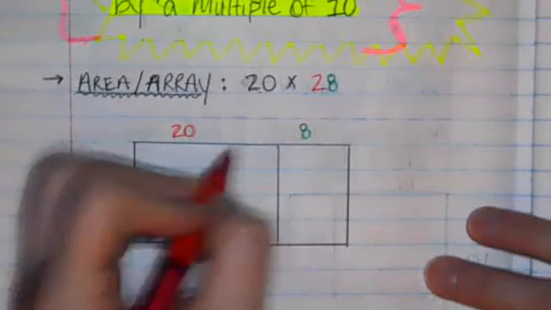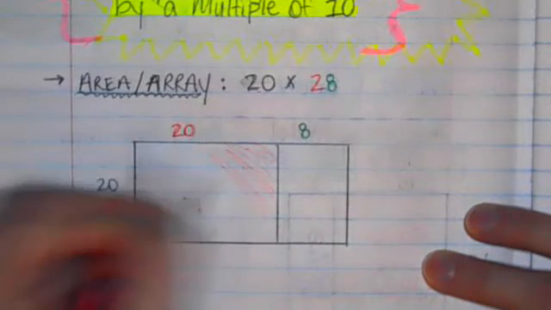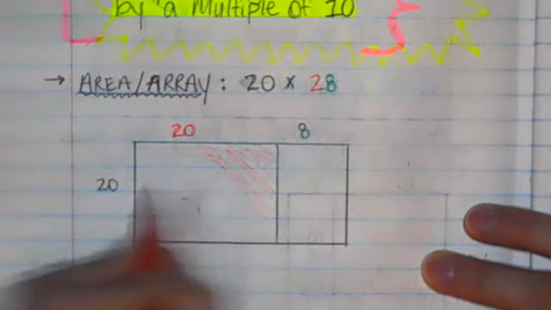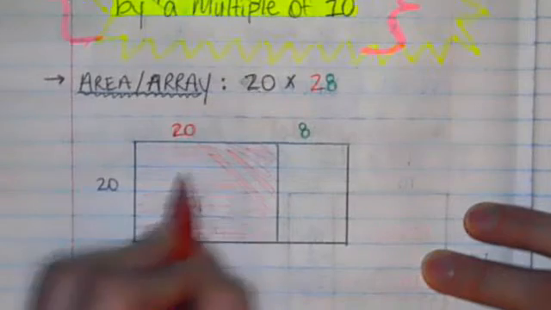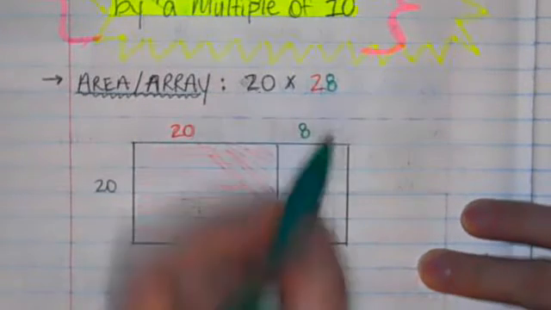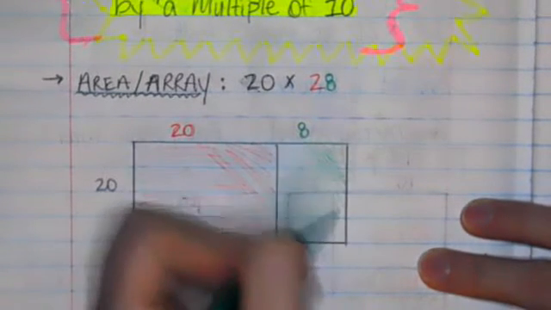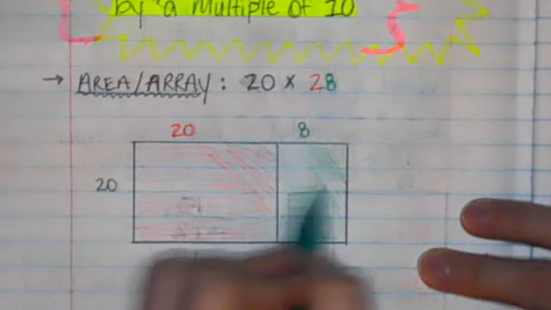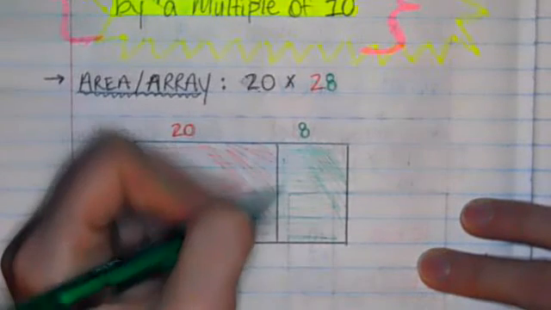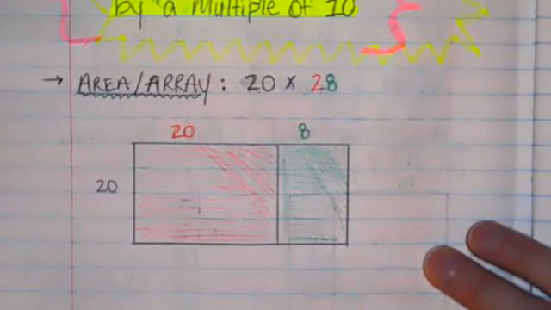So I'm going to go ahead and quickly shade in these areas right here. This will be my area for the 20 part, and then this will be my area for the 8. Please notice that when I'm doing the area model, I'm not coloring this in overly dark. I'm just giving it a light shading so I can see the difference.